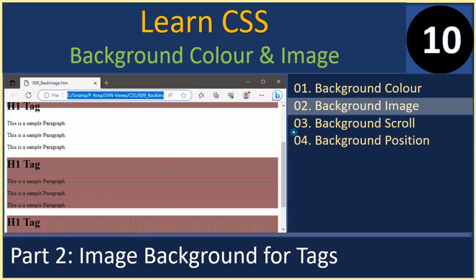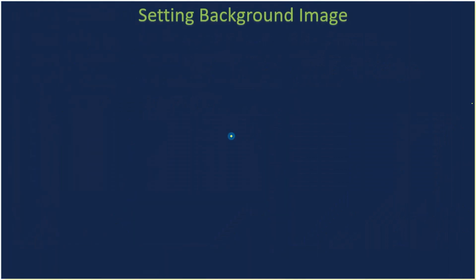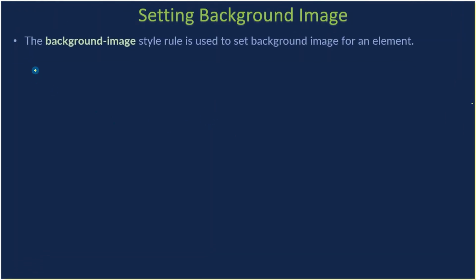In this video, we are going to assign a background image to an HTML tag. In the last video, we talked about the background color property. Now, the property background-image. That's the style rule used to set the background image for an element.